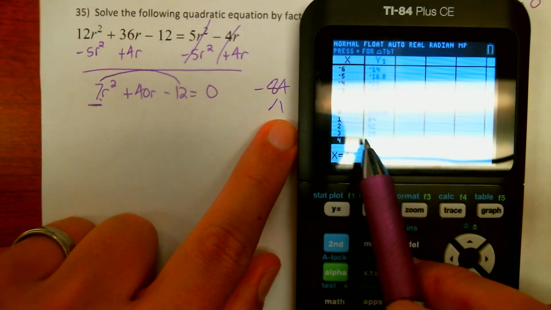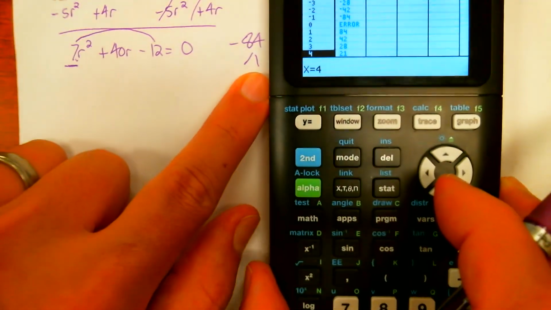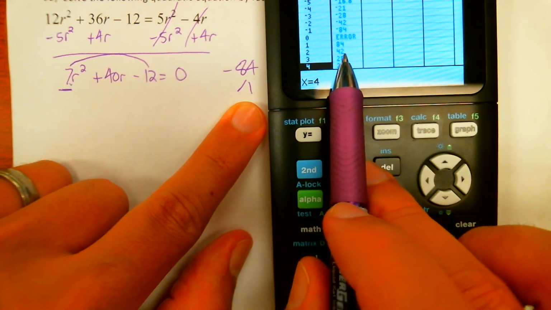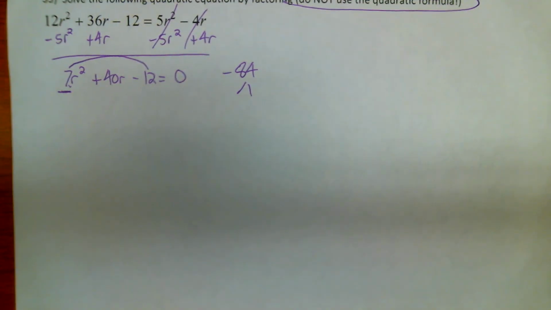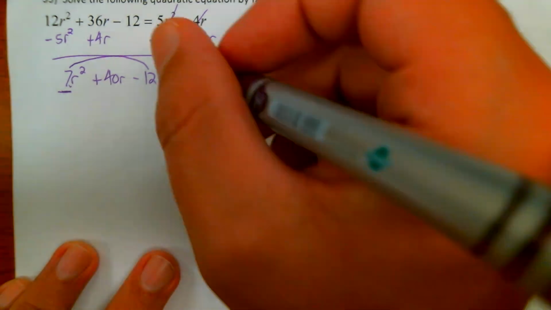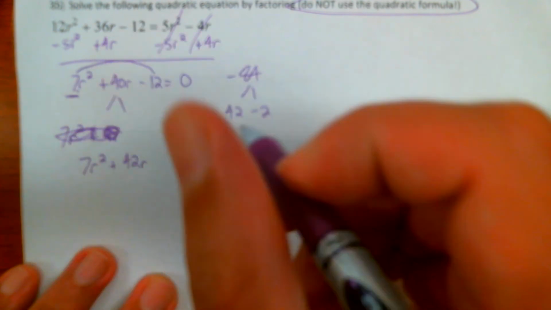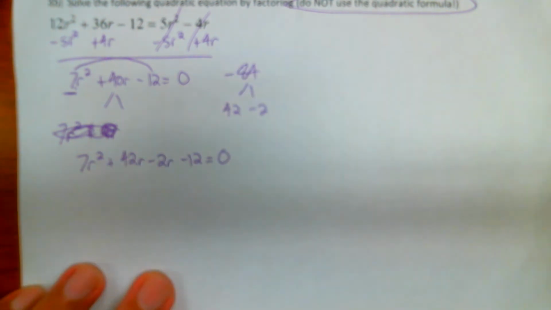Here we go right there, 2 and 40. Y'all can't see that. So I see right here, 2 and 42 are 40 apart. Okay, which one's positive? The middle term is positive, so the big one has to be positive. So that's going to be a positive 42 and a negative 2. So I'm going to split this middle term. I'll put the 42 over here, 7r squared plus 42r, and I'll put the negative 2 over here, minus 2r minus 12 equals 0.